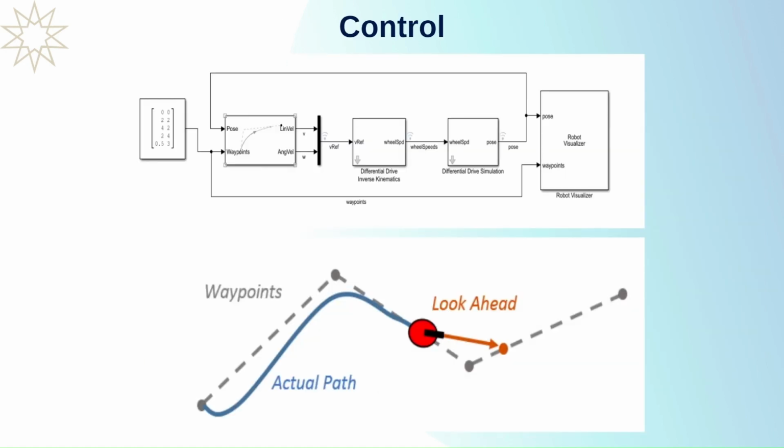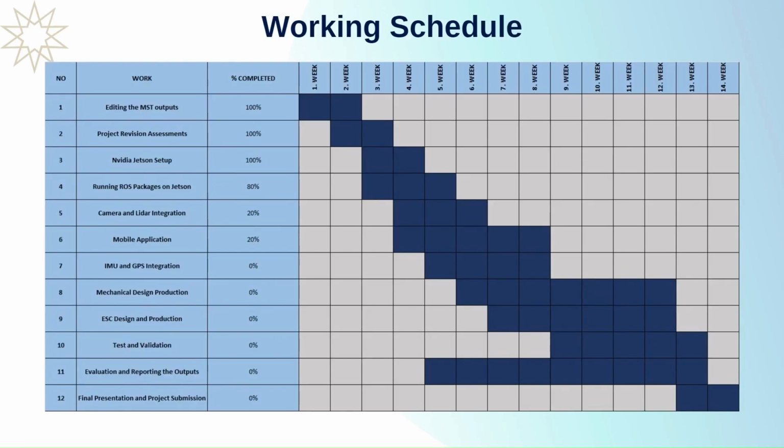A controller mechanism is needed in order for our robot to proceed smoothly and to improve its movements. There are various methods for this, such as PID and pure pursuit. Tracking will be done using pure pursuit control on our robot.